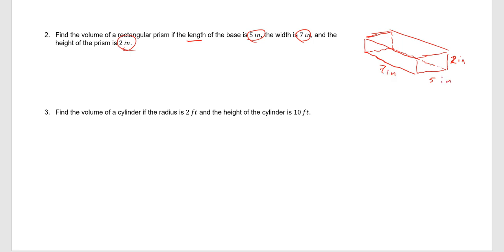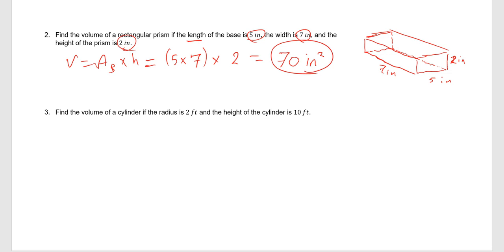Now you can see that all we need to do is find the volume, which is equal to the area of the base times the height. So the area of the base is 5 times 7, and then times 2. So 5 times 7 is 35, and then times 2 is equal to 70 square inches.